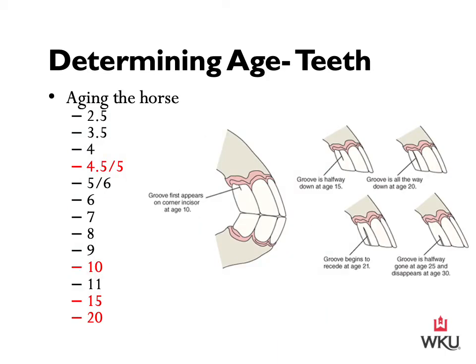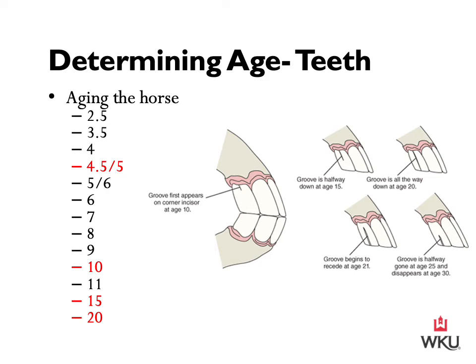For this slide, I have included the different ages of the horse that I will mention, and how you can determine a horse is at that age. The ones in red, make sure you know those. The others are good for an overall understanding, but I won't test you on those. The ones that are highlighted in red, make sure you know them.